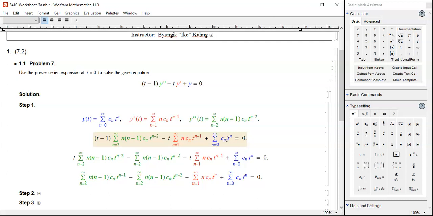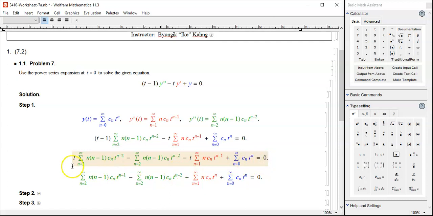Okay, we need a bit of algebraic manipulation here. Number one, let's break up this parenthesis. Distribute t, and then -1. We get these two series. And then the other two series stay the same.